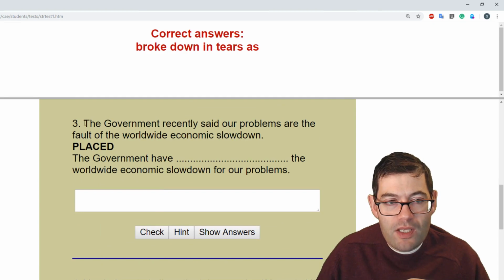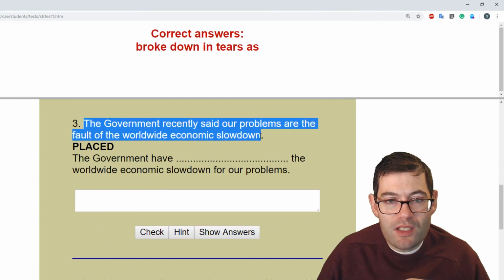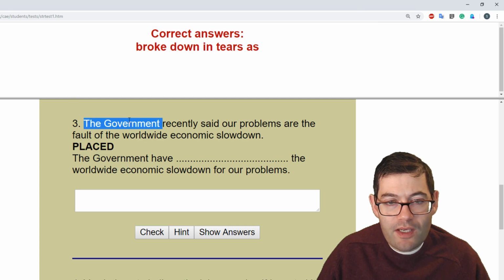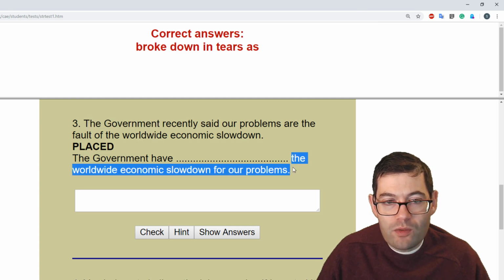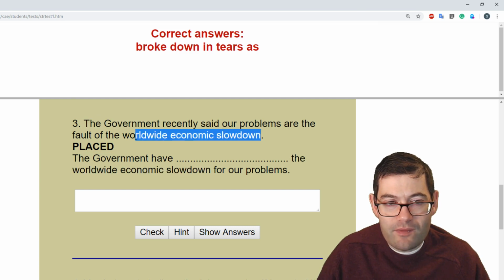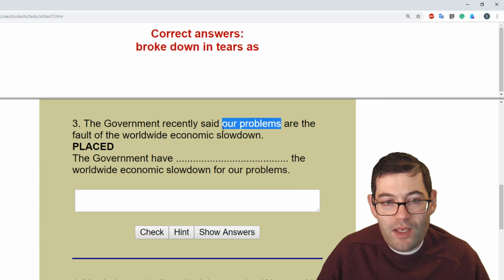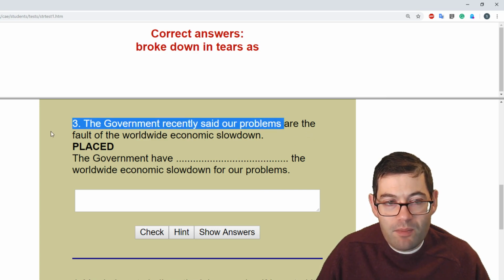For question number 3, the government recently said our problems are the fault of the worldwide economic slowdown. Let's identify the language we don't need to worry about. The government and the government, so we don't have to think about that. And then the worldwide economic slowdown. We've got that bit covered there. And then we've got our problems, which is covering this bit here. So we've got to think about this part here.